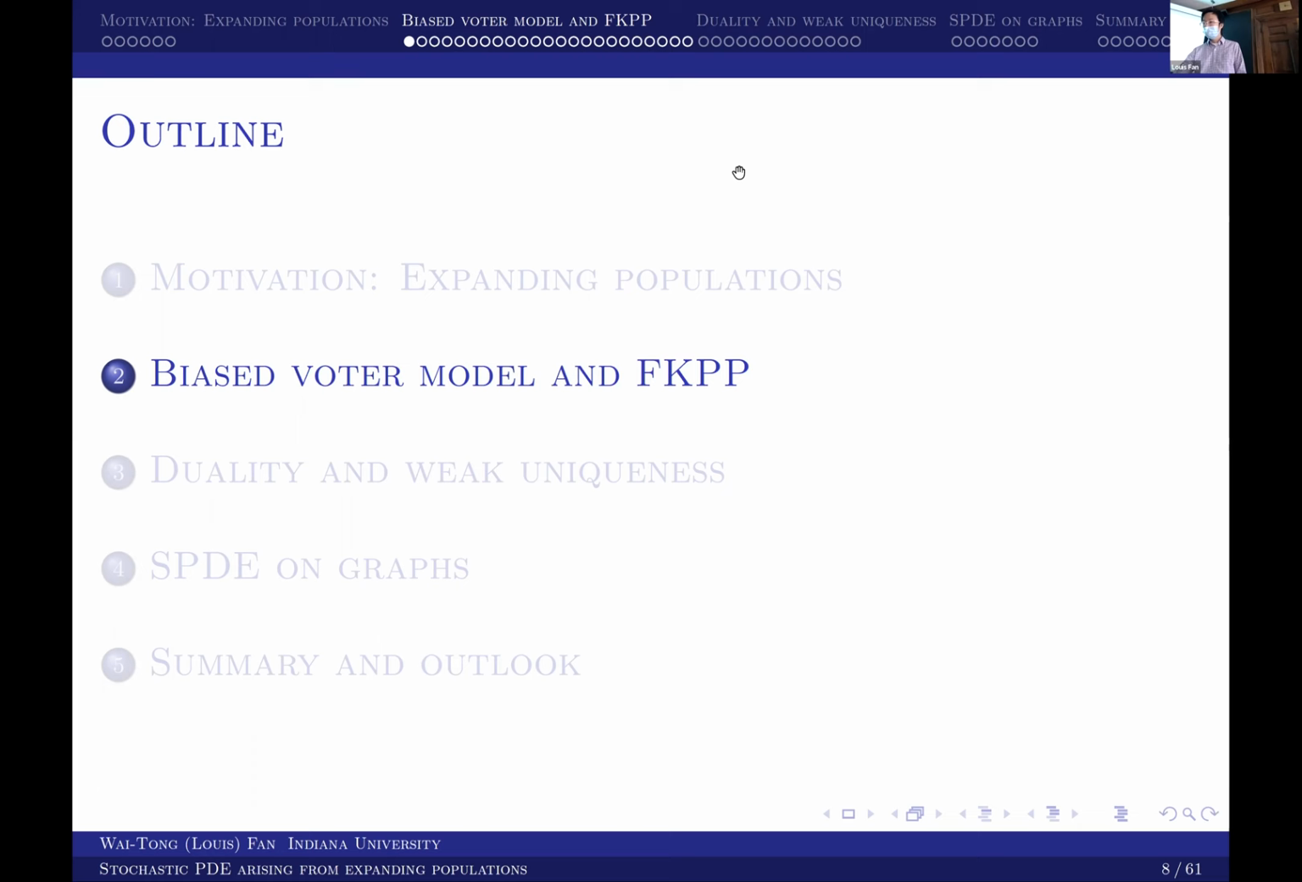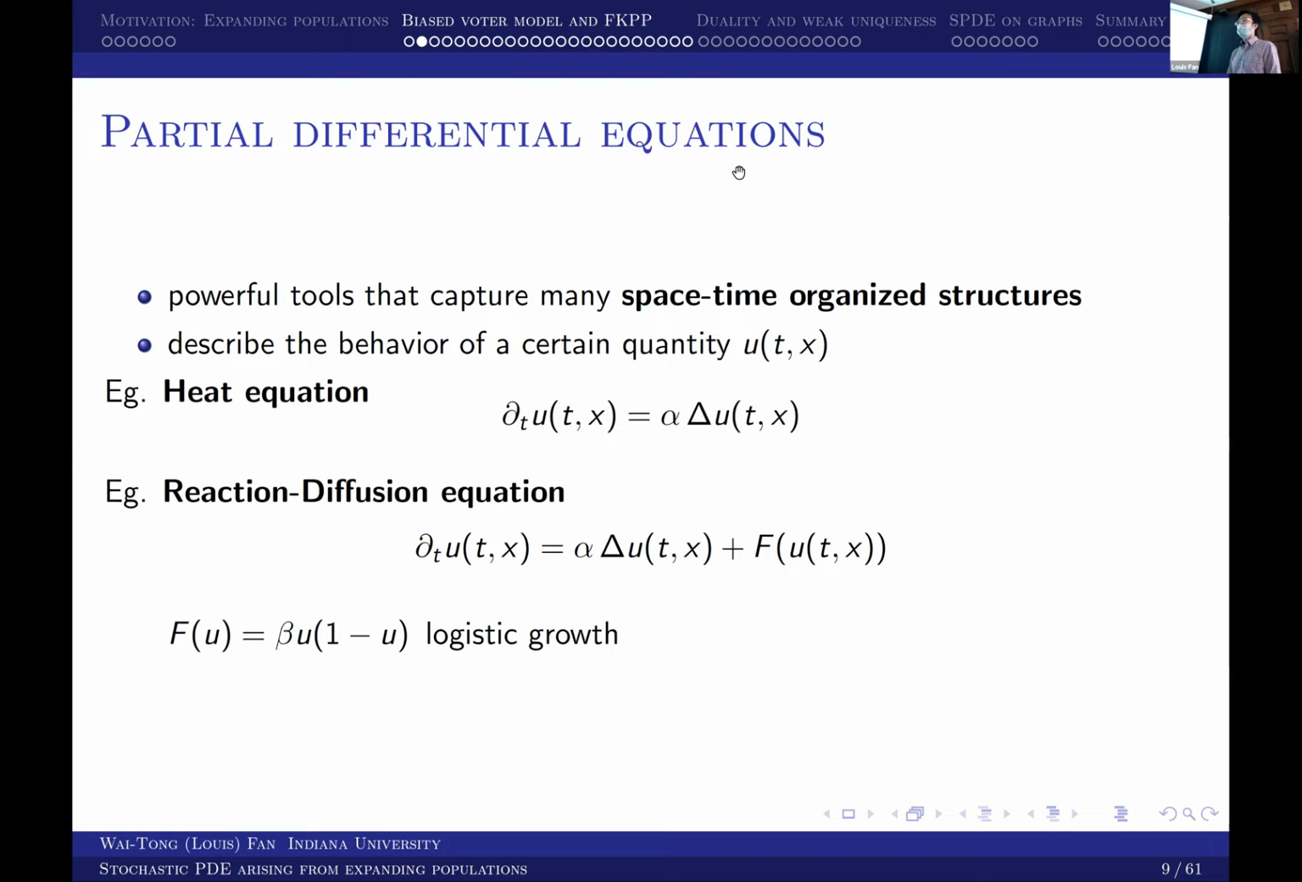So we know that PDEs are a powerful tool to capture space-time organized structures and have been used by mathematicians and scientists to model different phenomena. For example, the heat equation models the space-time evolution of temperature, and it can also model the space-time evolution of a spreading substance. So this u(t,x) might be the density or the concentration of a certain substance at time t and location x. In the simplest form, the heat equation, this alpha, a constant, is the diffusion coefficient, capturing the mean square distance of a typical particle at the microscopic scale.